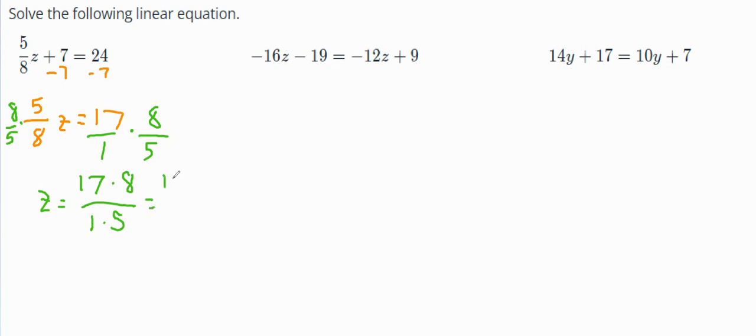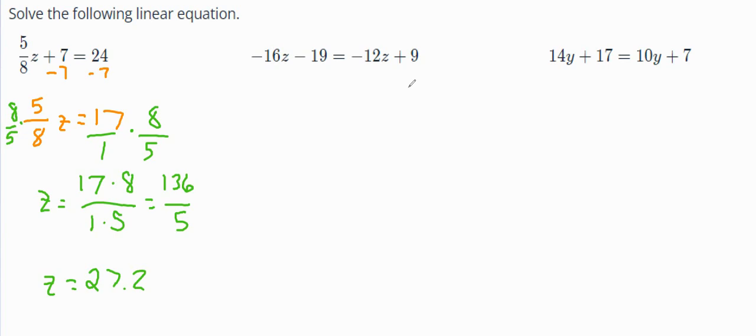17 times 8 is 136. 1 times 5 is 5. And we could leave our answer like that, but if we want it as a decimal, 136 divided by 5 is 27.2. We should check our answer, but I won't because of time.